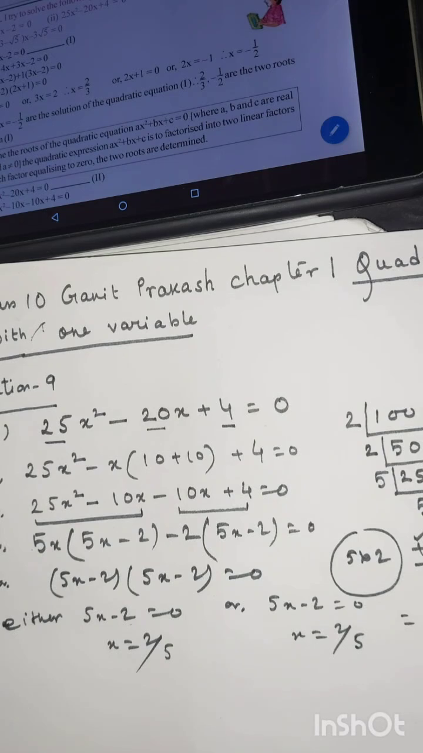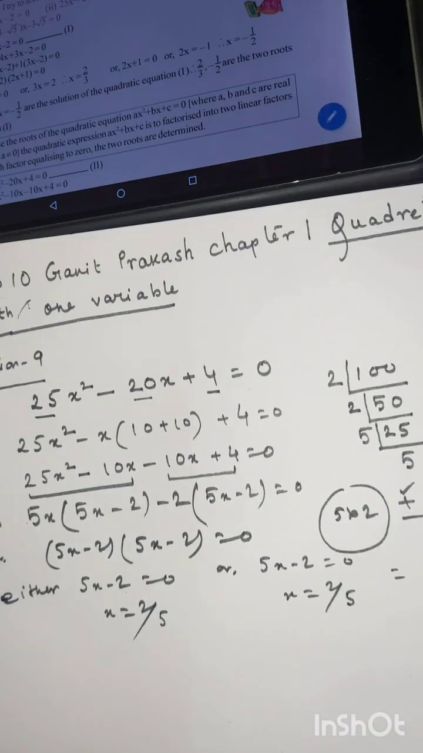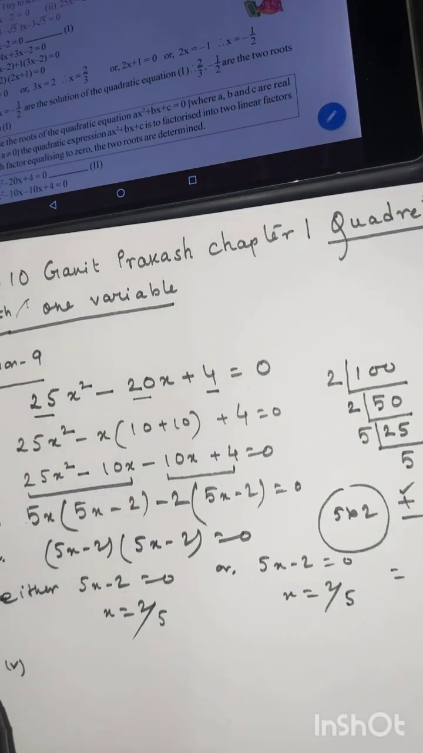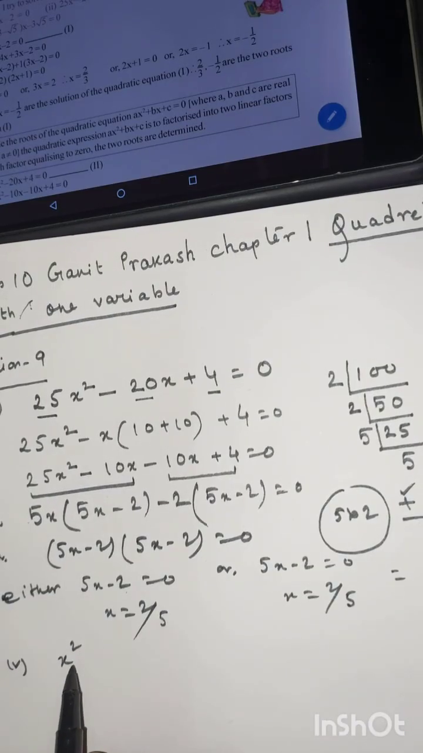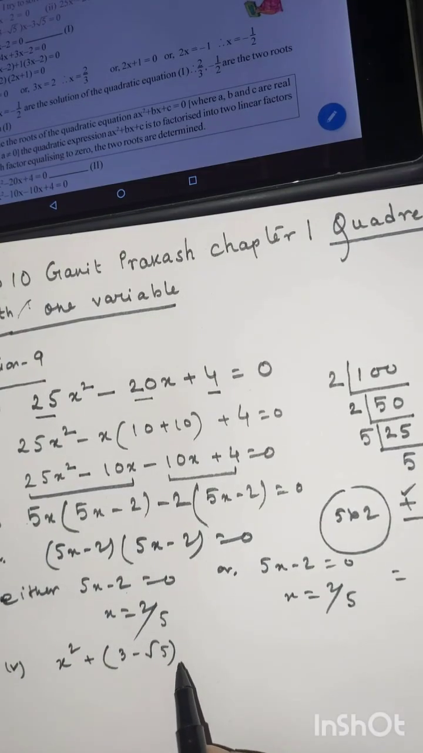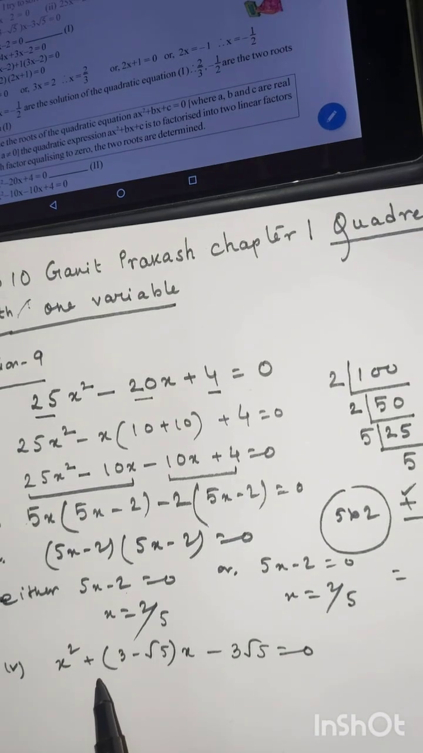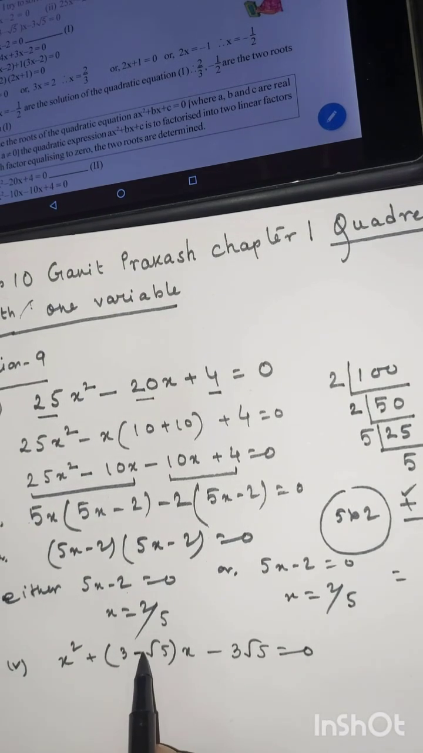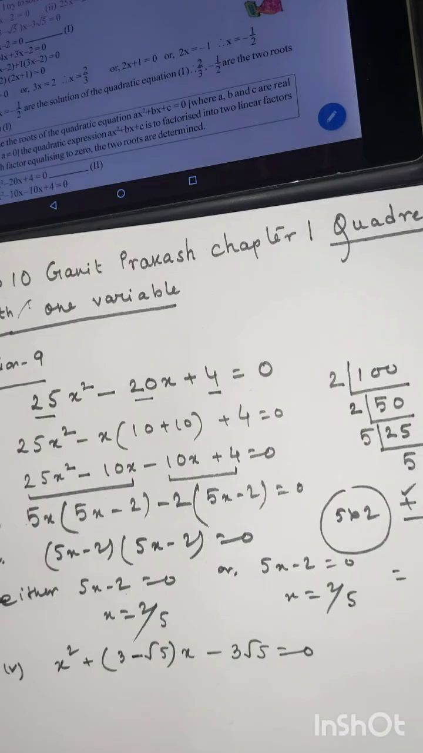Now let us take another example. Let us take Roman 5, x square plus 3 minus root 5 x minus 3 root 5 equal to 0. That is, x square plus (3 minus root 5)x minus 3 root 5 equal to 0.